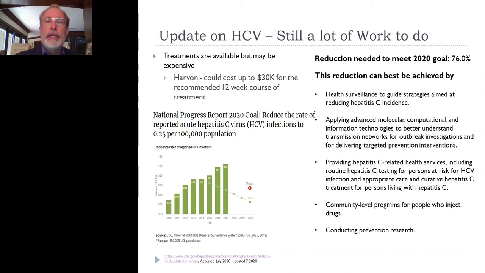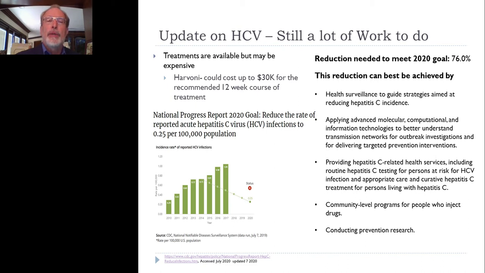But we have this problem of increasing number of hepatitis C acute infections and subsequent chronic disease. We need to be preventing those, but testing and treating even acute hepatitis C. The reduction needed to meet a 2020 goal where we're sitting today is 76%, and we're not there. But we're going to be getting there, I think, over the next decade with everybody's help.